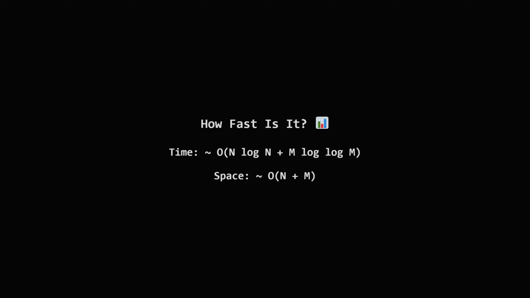So the total time complexity is dominated by the sieve and the sorting, roughly O(N log N plus M log M). For space, we need space for the prime scores, O(M), the scores array, O(N), the left-right arrays, O(N), the stack, O(N), and the contributions list, O(N). So the space complexity is roughly O(N plus M). This is much better than the brute force approach.